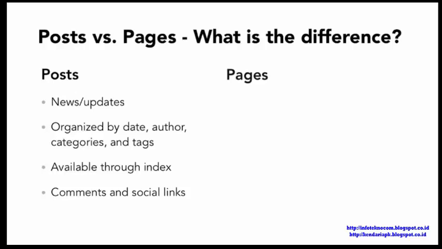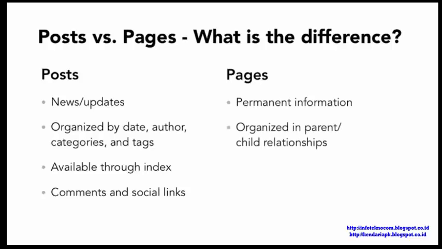Pages, on the other hand, are usually permanent information. Things like about pages or contact pages. Generally, you'll think of pages as things that inform the visitor about the site rather than the content of the site itself. Pages are organized in parent-child relationships. So you can have a parent page, like an about page, and then you can have several child pages, maybe about each of the authors or other information about the site.